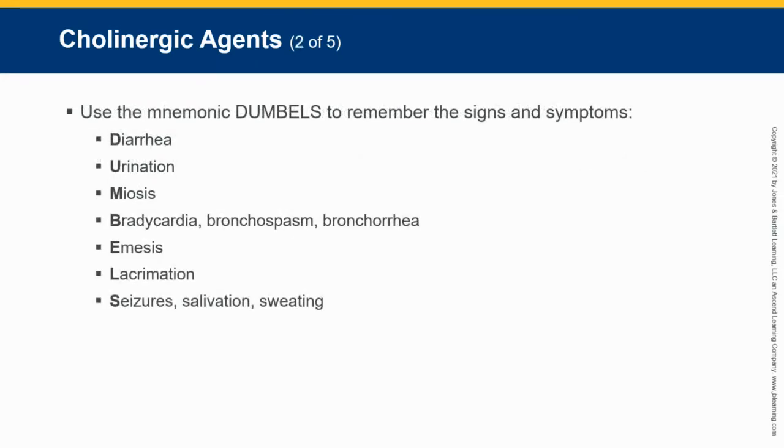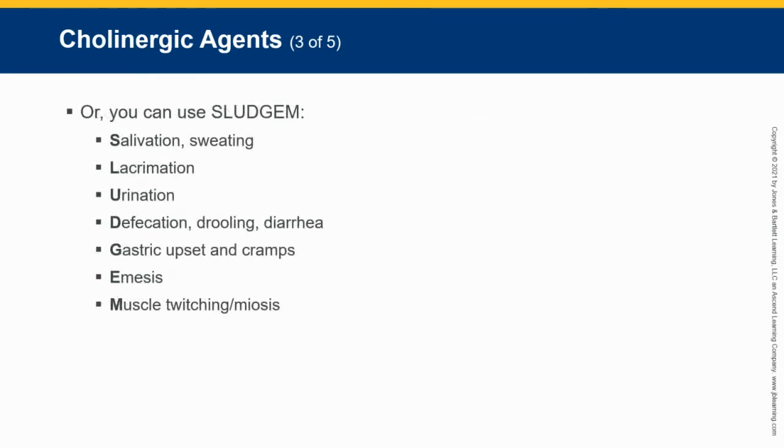One of the mnemonics we use is DUMBBELS. We also mentioned SLUDGE earlier, but DUMBBELS is diarrhea, urination, miosis, which once again we remember is the constriction of the pupils, bradycardia, maybe a bronchospasm, impairing our patient's ability to get a good tidal volume, emesis, lacrimation, which is tears, and seizures, and sweating also accompany that. And there's our SLUDGE-M mnemonic one more time. You can review.